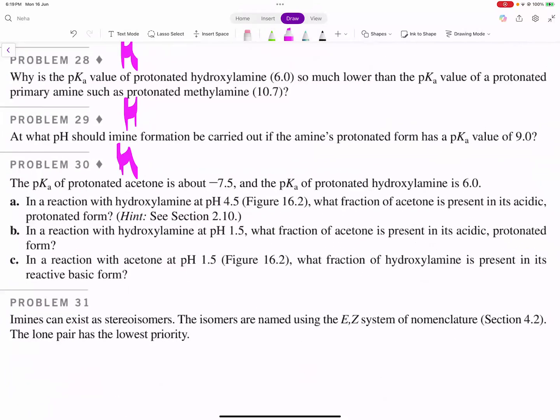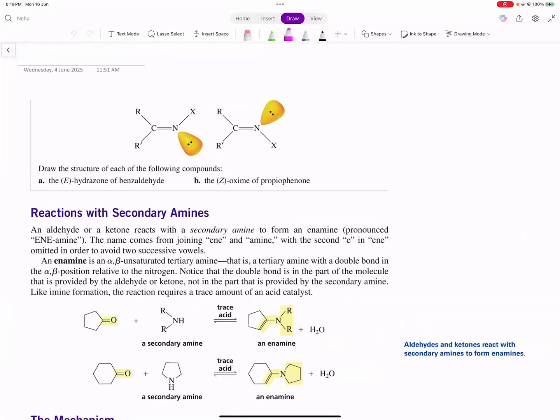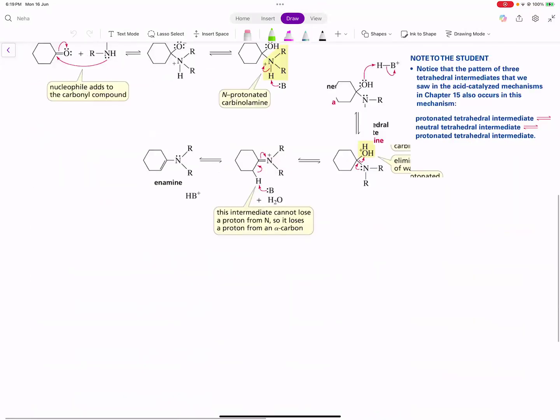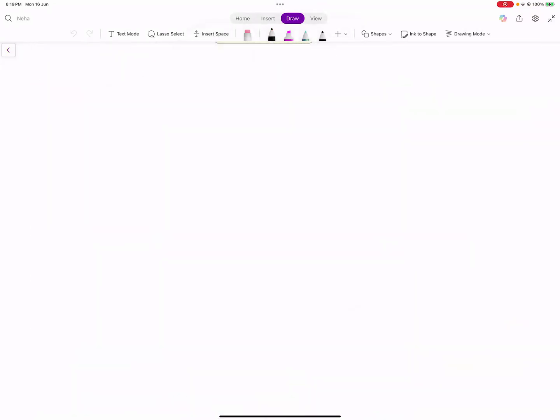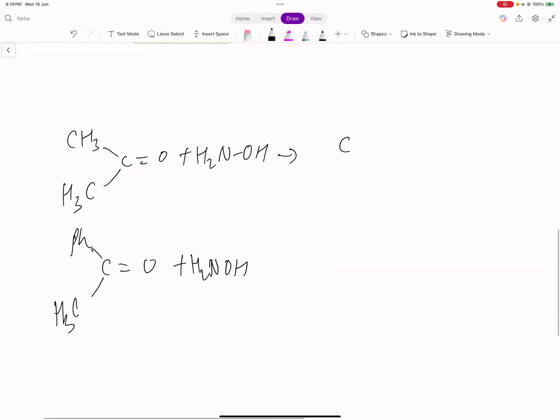Now we'll come to this, and I'll show you how they will ask. They will ask you that acetone and acetophenone are both treated with hydroxylamine, H2NOH. So how many products will we get? We'll immediately draw it like this, with NOH.